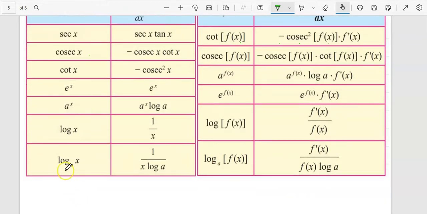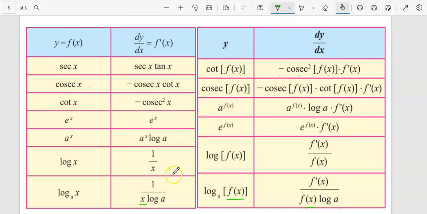Next, ddx of log of x to the base a. Okay, ddx of log of x is 1 upon x into log a. Okay. Now here ddx of log of f of x to the base a is f dash of x upon f of x into log a. Okay, this is f of x है, तर इथे x है, x. Okay, and in this way I have completed this list of the formulas which will be required for the exercise 1.1. Now we will start the exercise.